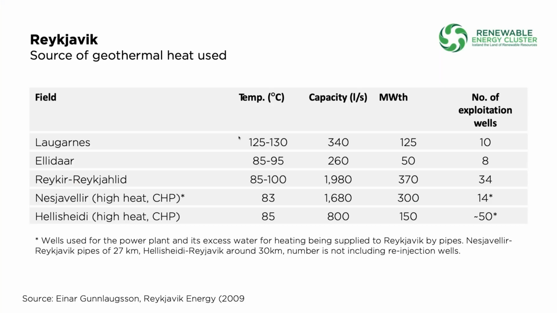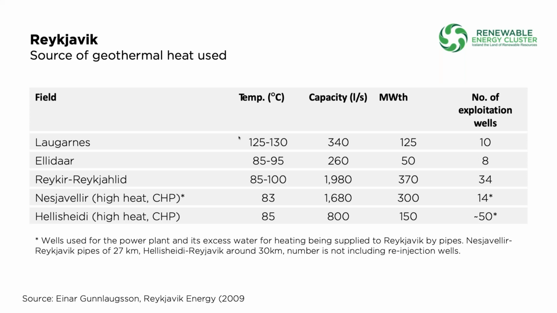So here an overview of the sources where the hot water for the systems is coming from. And we have the Laugarnes geothermal field, where the local swimming pool is and the football stadium of Reykjavik. Here you have about 10 exploitation wells with a temperature of about 120 degrees Celsius. You have another area here, Ellidaar, which is like a little creek that runs through the city. There, about 8 wells have been drilled, providing around 50 megawatts of thermal capacity.